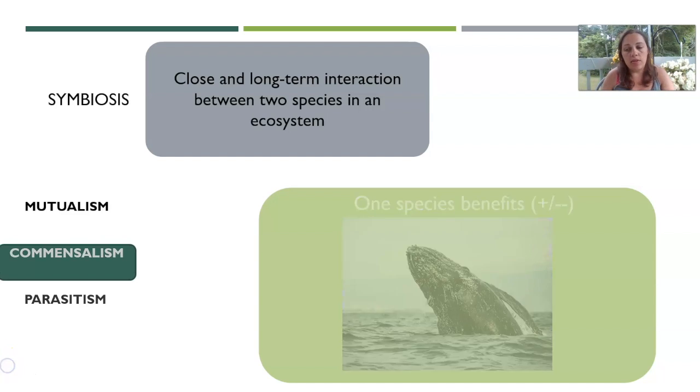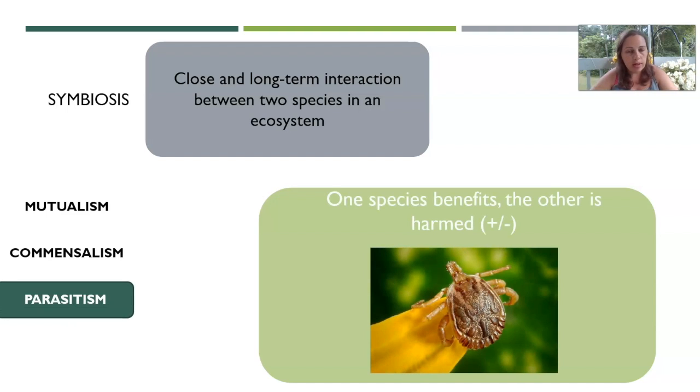This is in contrast to parasitism, which if you've got any pets, you may be familiar with. This is where one species benefits and the other is harmed. This is a positive-negative relationship. A great example, since we're in Connecticut, is ticks. They are a parasite, they benefit by sucking our blood. Not great for us.